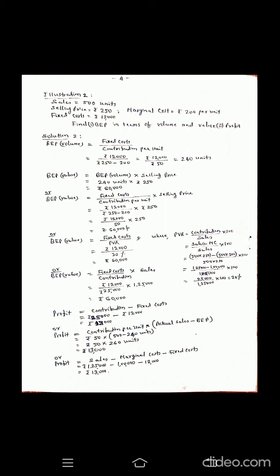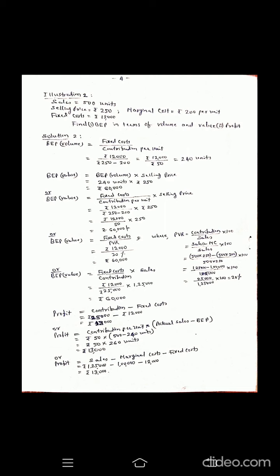Contribution is sales minus marginal cost. Therefore, sales 500 units have been sold. The given information is that sales are 500 units at rupees 250 each. So 500 into 250, sales come to rupees 1,25,000. And marginal cost, 500 units into rupees 200, comes to rupees 1 lakh.